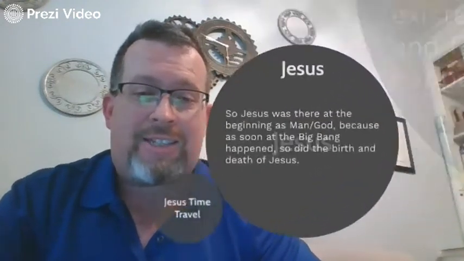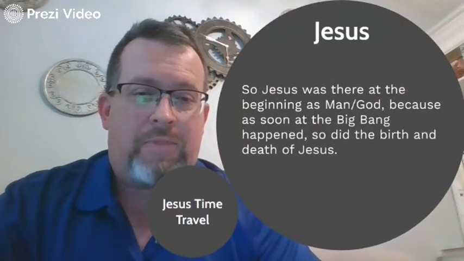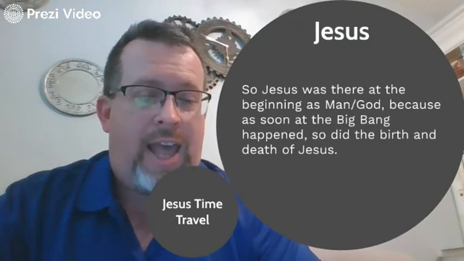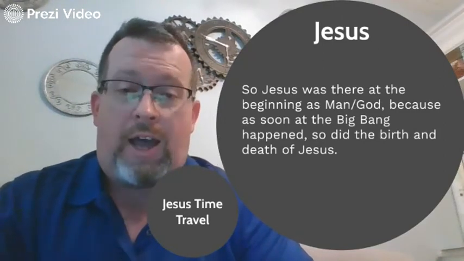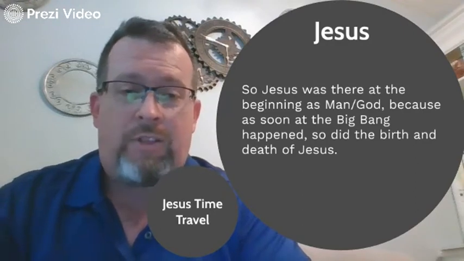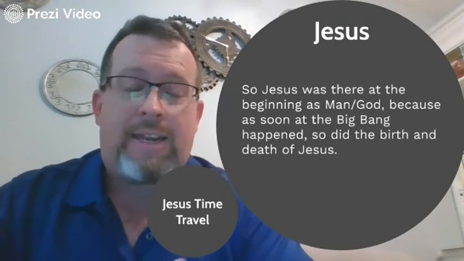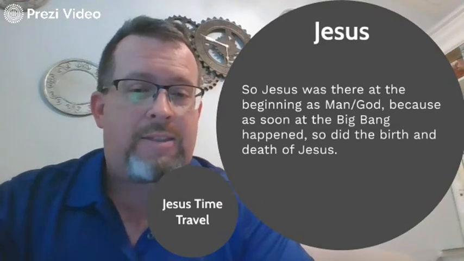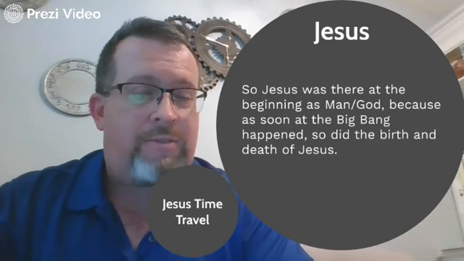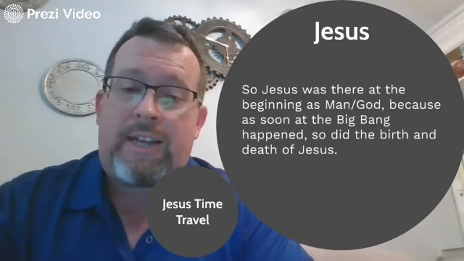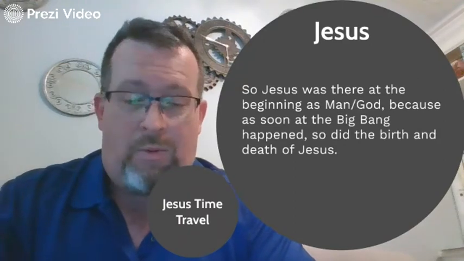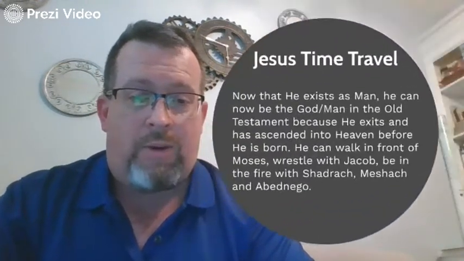What implications does this have with Jesus? So, Jesus was there at the beginning as God and man. He was God and man at the same time, the God-man, both fully God and fully man. But how could he be man if man did not exist? Because as soon as the Big Bang happened, so did the birth and death of Jesus Christ, and so did his ascension. As soon as he gets outside of time and space, he can go anywhere. He's able to move himself anywhere.